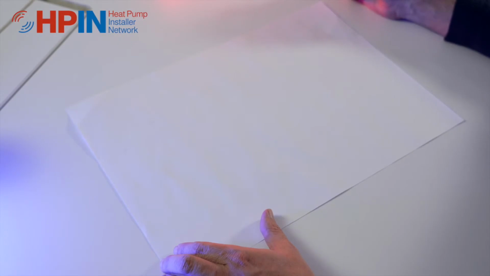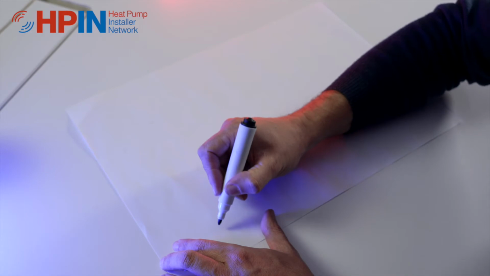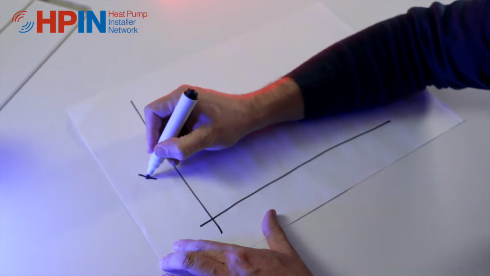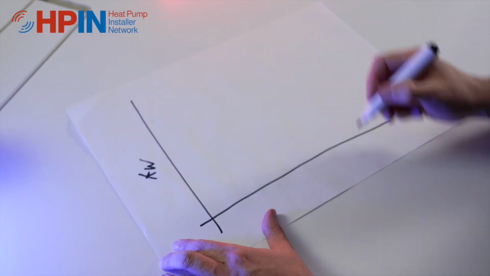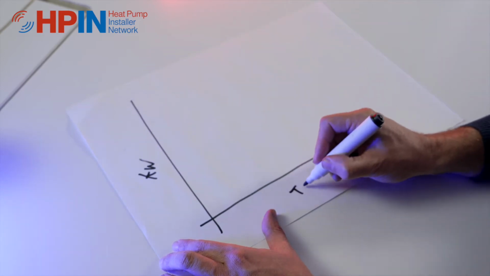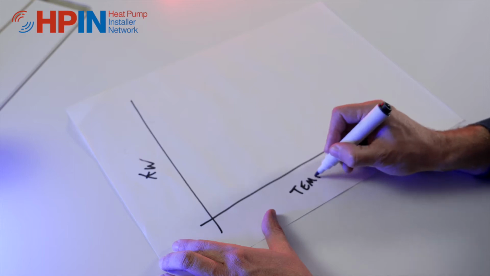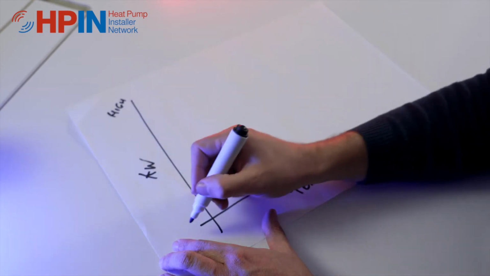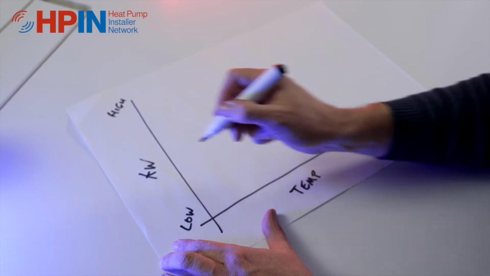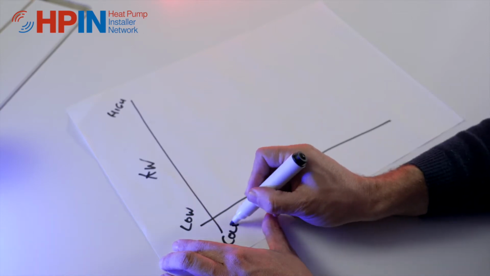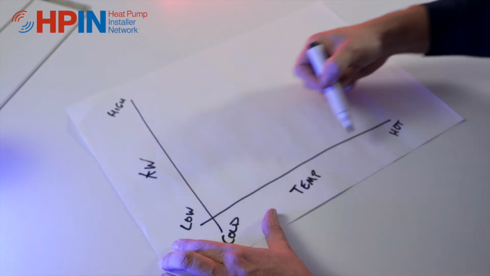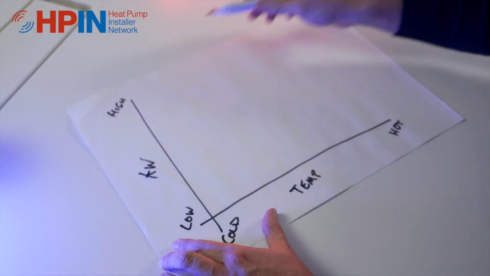So the easiest way to show you the importance of sizing a heat pump correctly is to draw a graph. If I draw myself a little graph out, I've got my kilowatts here, and this is going to be my outside temperature. So high at the top, so big kilowatts, low at the bottom, and then cold down here, and nice and hot up this end. So this is my outside temperature, and these are the kilowatts.